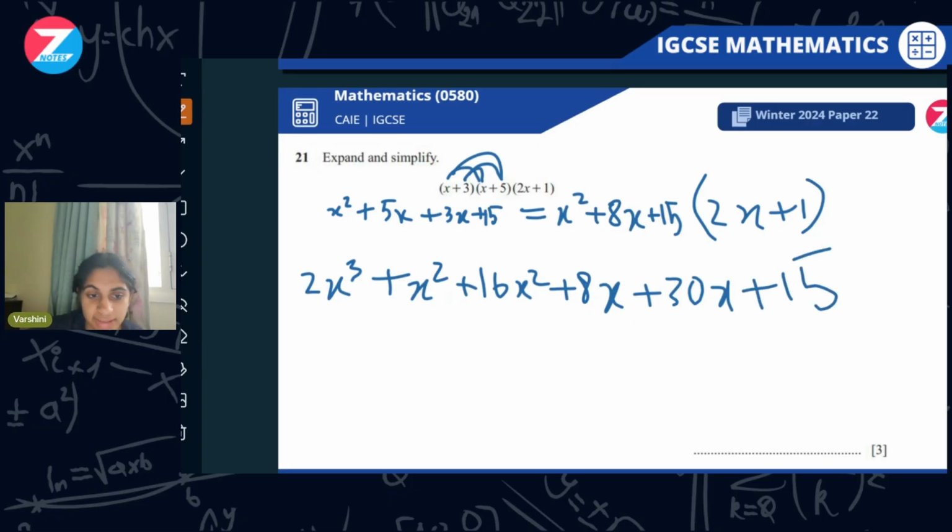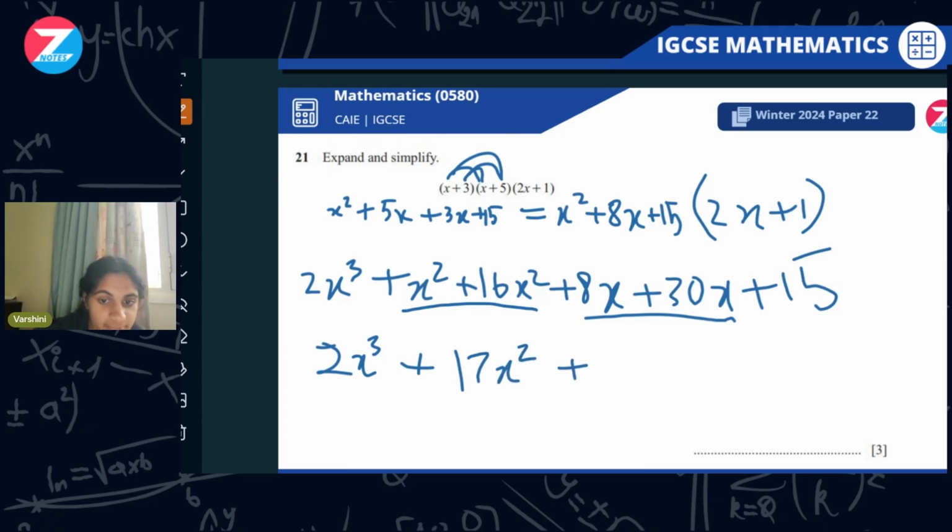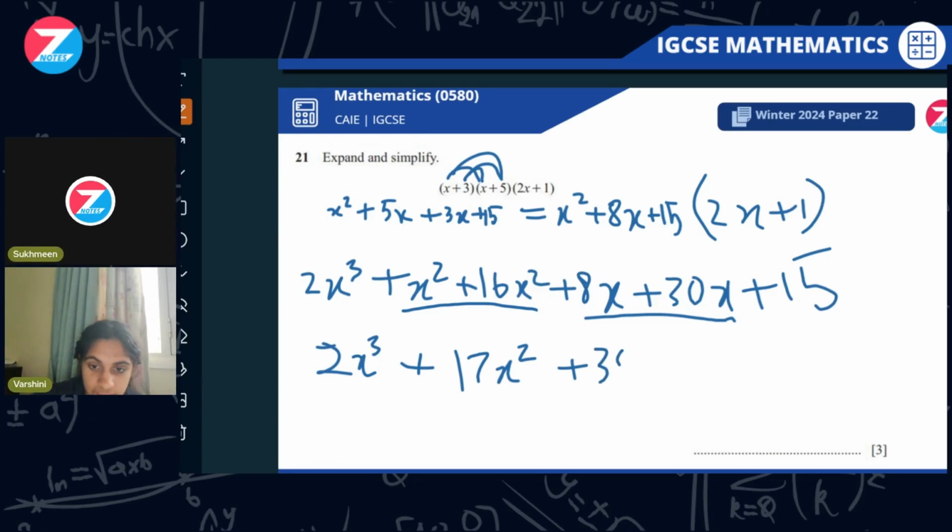So now we do have a few like terms here, these two and these two, which we can simplify. So we can make this 2x cubed plus, so that's going to be 1x squared plus 16x squared, which is 1 plus 16, which is 17x squared. And then we have 8x plus 30x, which is 8 plus 30, which is 38x. And lastly, plus 15. So all you have to do is write that in the final blank over here.